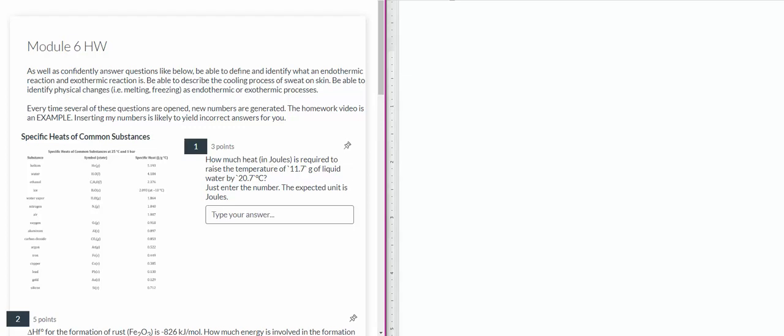Module 6 homework is fairly quick, but it should give you an idea of the types of problems that will be on the quiz. So we'll start with number 1.